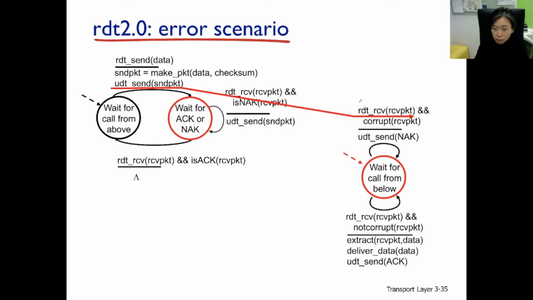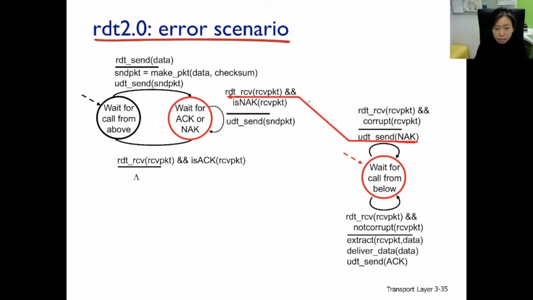And this time, this event is triggered. The network layer says I have a packet for you. And which condition matches? Well, we have an error this time, so it's corrupt. Therefore, we trigger this transition to occur. The condition matches and this action is taken, and then we stay in the same state. So we're calling UDT send, and we are sending a negative feedback, the NAK.